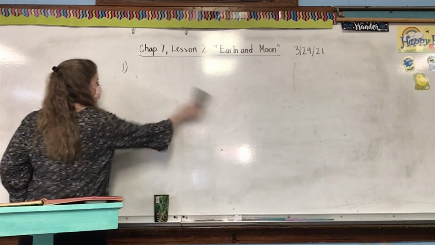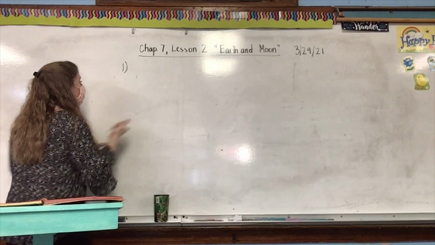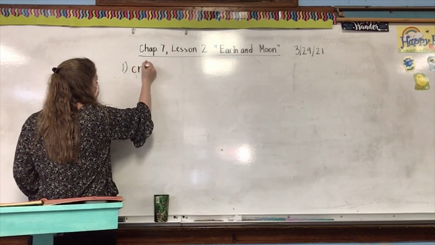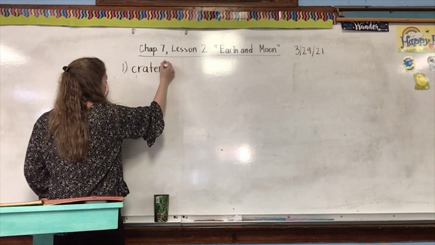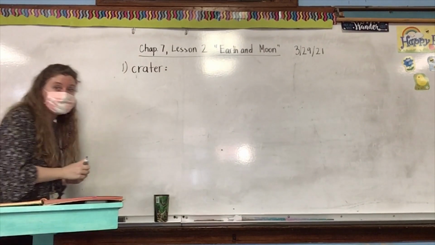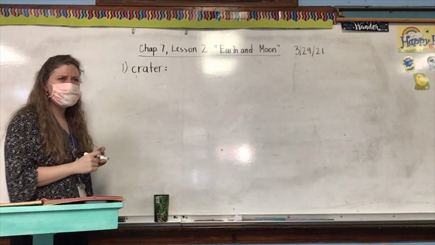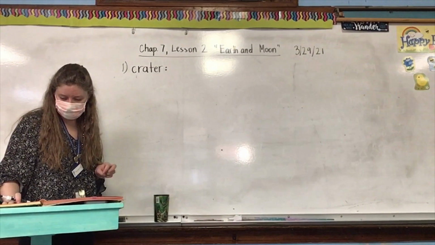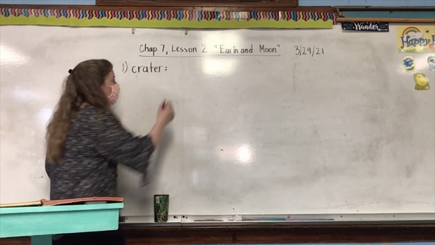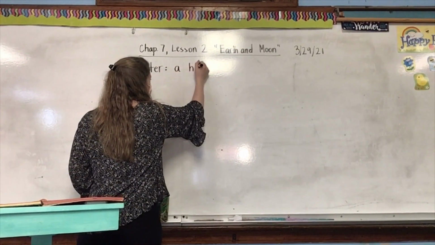Pause. What's our first vocab word, Carla? Our first vocab word is crater. Crater. Remember, if you can't see up here, it's in your book. And what is a crater, Carla? A crater is a hollow area or a pit in the ground.